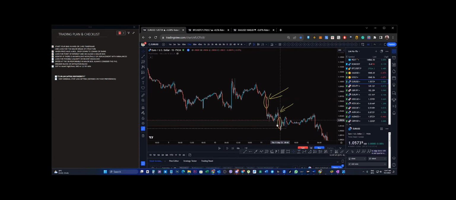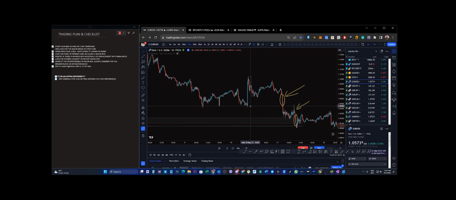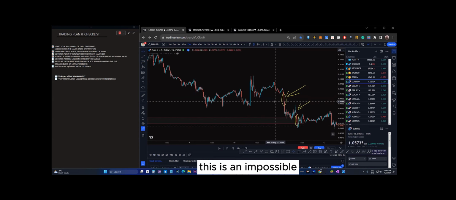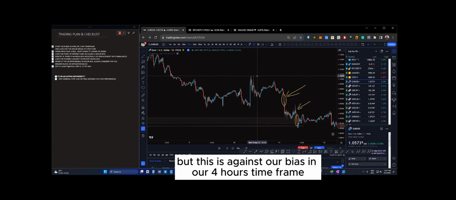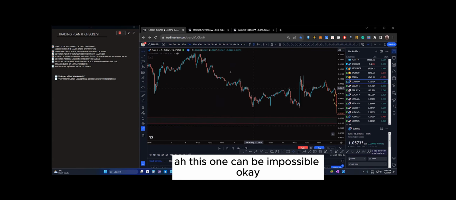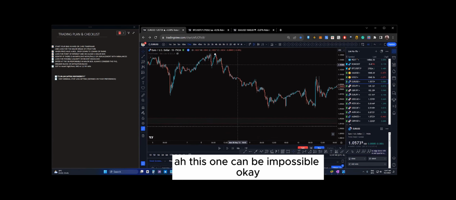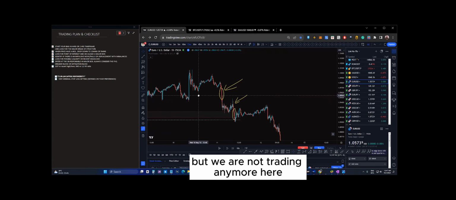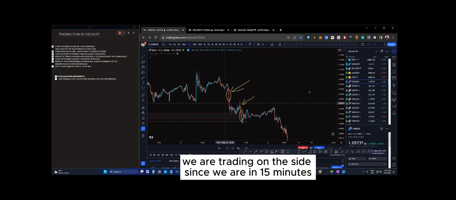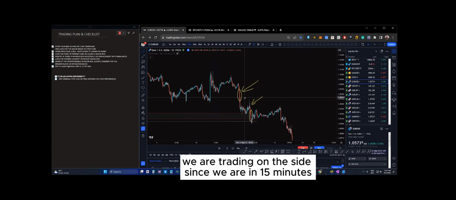Ito lang talaga eh, tsaka ito eh. Ito, impulsive move, but this is against our bias in our 4 hours time frame. This one can be an impulsive move, okay, but we are not trading anymore here. We are trading on this side since we are in 15 minutes.